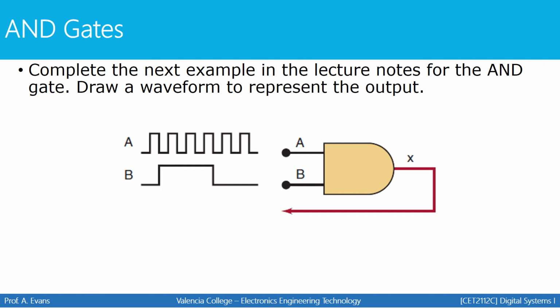Take a look at the next example for the AND gate and draw a waveform for this one. Keep in mind you have input A, which is constantly changing from a 0 to a 1, and then you have input B, which is high for some period of time and then goes low. What would the output of the AND gate look like for this particular set of inputs? Take a minute, pause the video, and try to do this yourself.